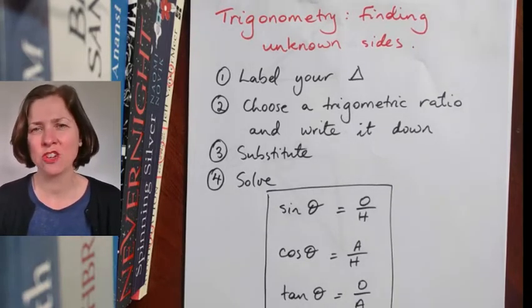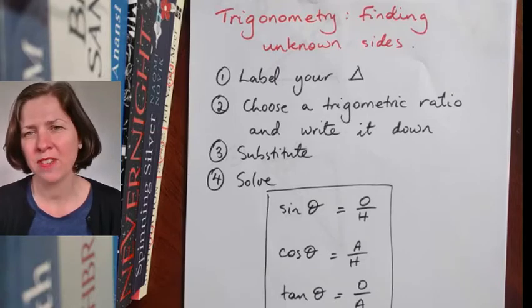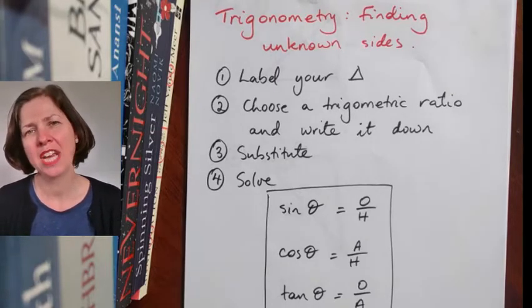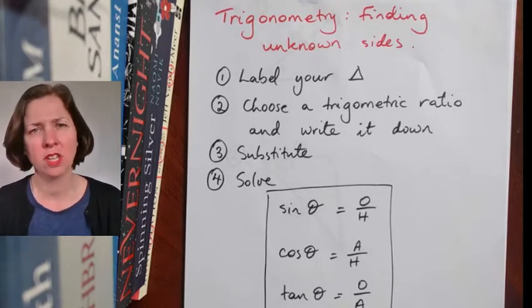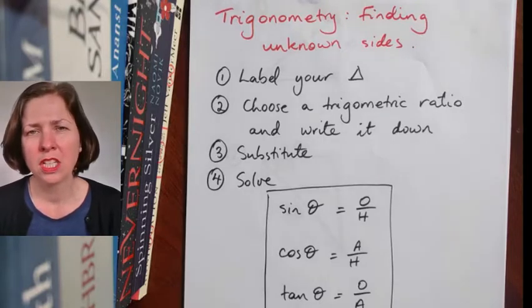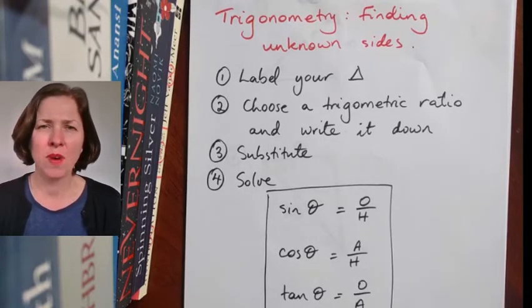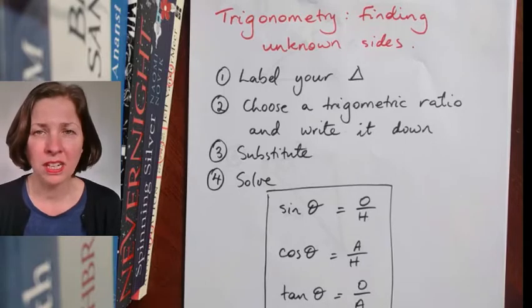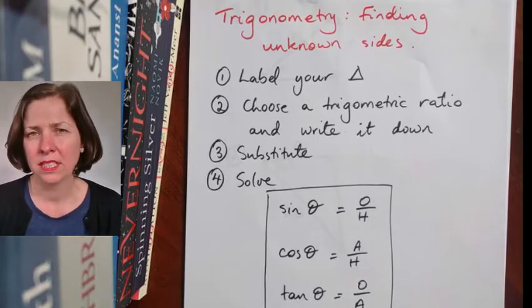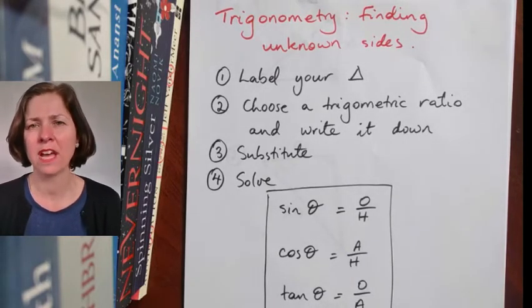Today we're looking at trigonometry, following on from the previous video. What we're going to learn to do now is find unknown sides in a right angled triangle. So we're given a triangle and we're given an angle as well as the right angle and maybe one side. How do we find the lengths of other sides?